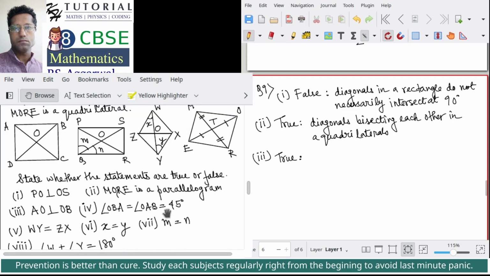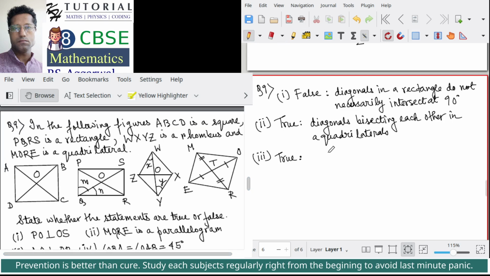AO has to be parallel to OB. True, as ABCD is a square and diagonals AC is perpendicular to BD. So in a square, the diagonals always intersect at right angles. So this is true.